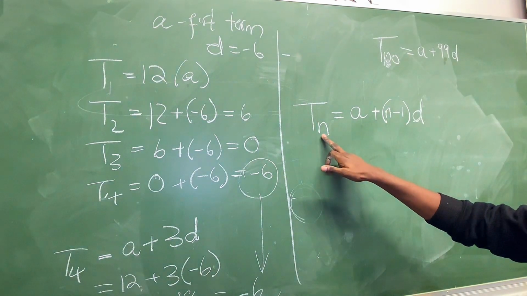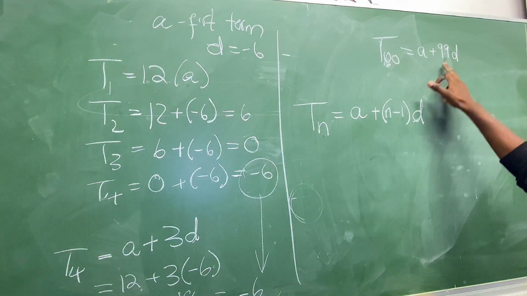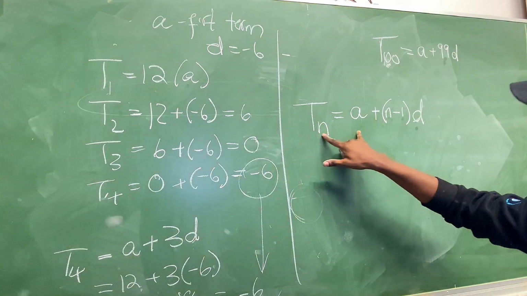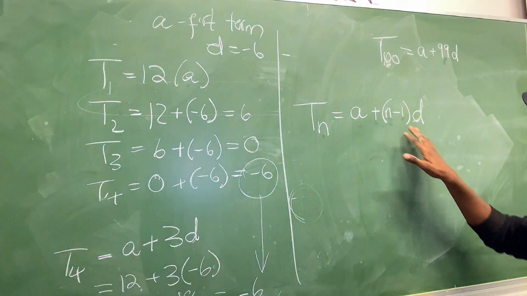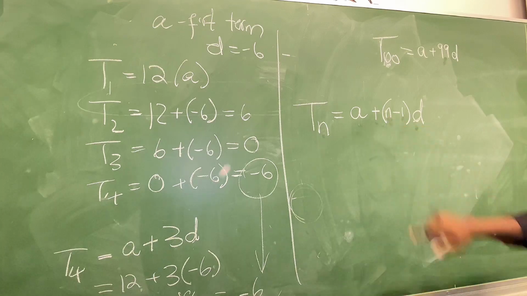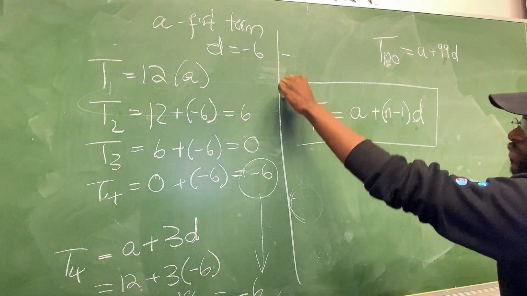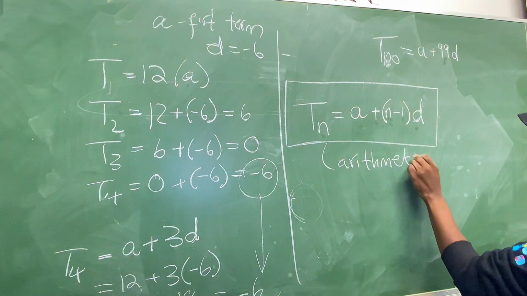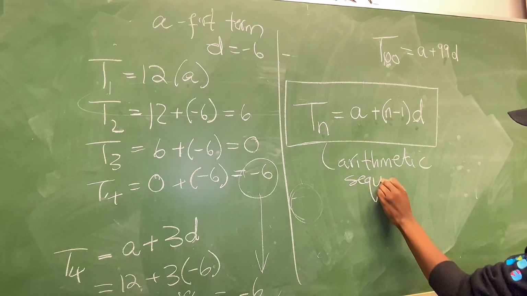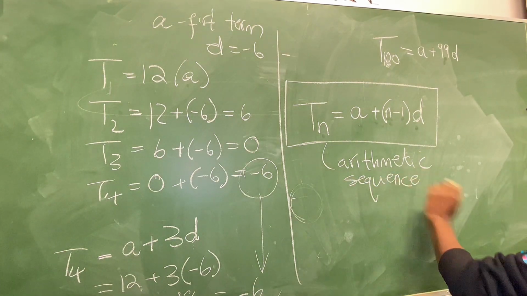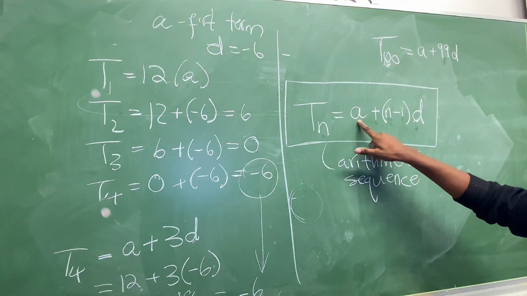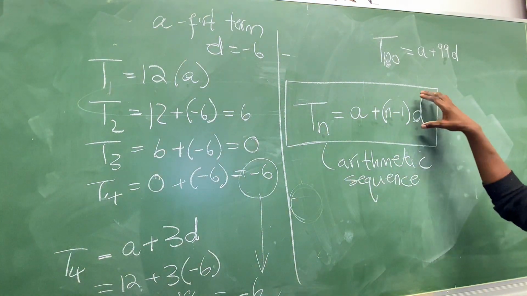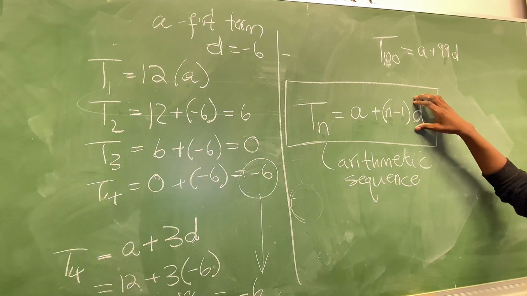Because if this is 100, then it will be 100 minus 1, which is 99. If it is 5, then it will be 5 minus 1, which is 4. So T5 will be 8 plus 4D. Always 1 minus the position of the term. And this is the formula for the arithmetic sequence: the first term plus the position of the term minus 1 multiplied by the common difference.